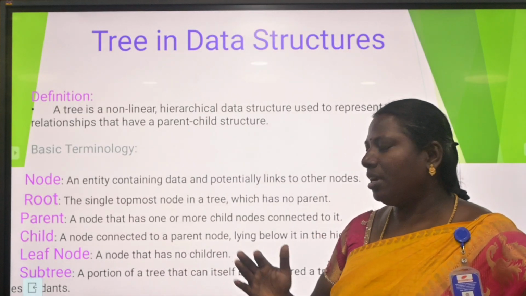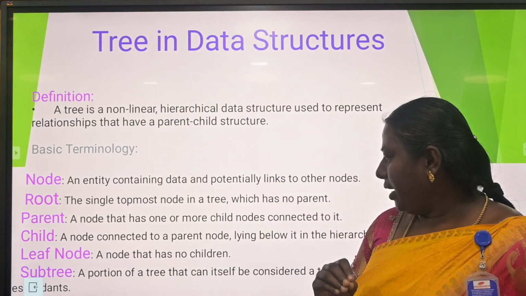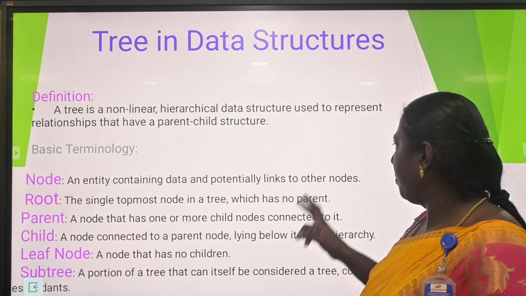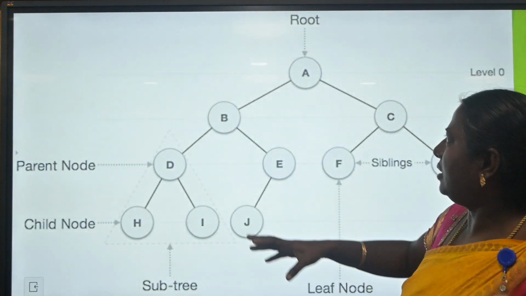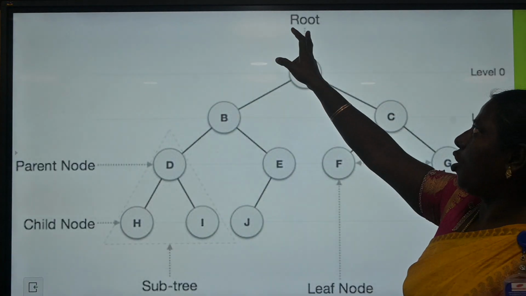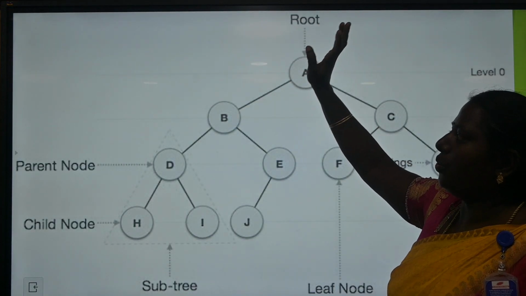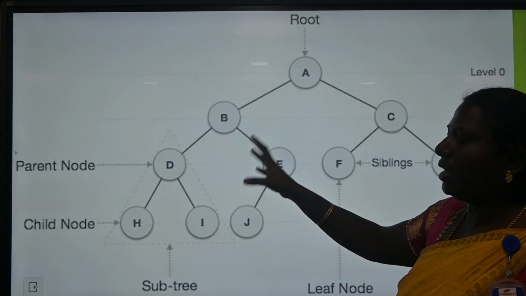A subtree is a portion of the tree that we consider as a tree itself. Next one, this is a tree. This is the topmost element. It is called the root node. Each and every one of these is a node.